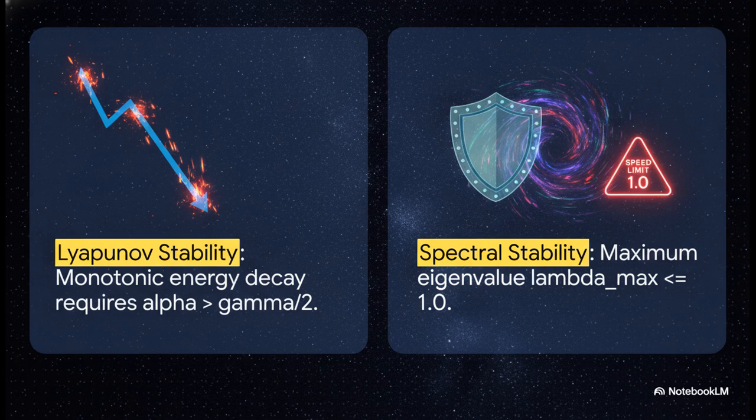For monotonic energy decay, which essentially means our system is successfully burning off excess energy rather than spiraling completely out of control, our alpha damping constant must be strictly greater than half of our gamma constant.